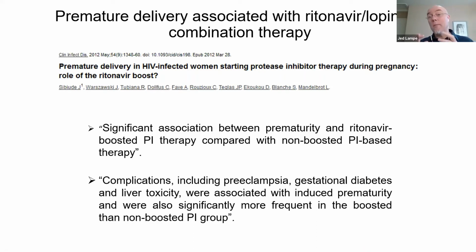And what they found was there was a significant association between prematurity and this ritonavir boosted protease inhibitor therapy. So what do we mean by boosted? That means ritonavir is in there plus the protease inhibitor, compared with non-boosted therapy. Also, complications including preeclampsia, gestational diabetes, and liver toxicity were associated with premature birth.